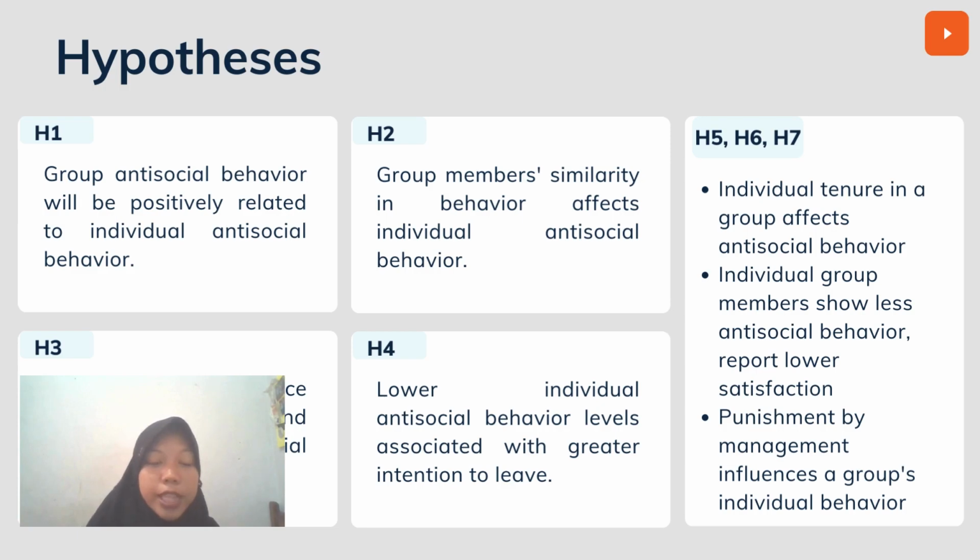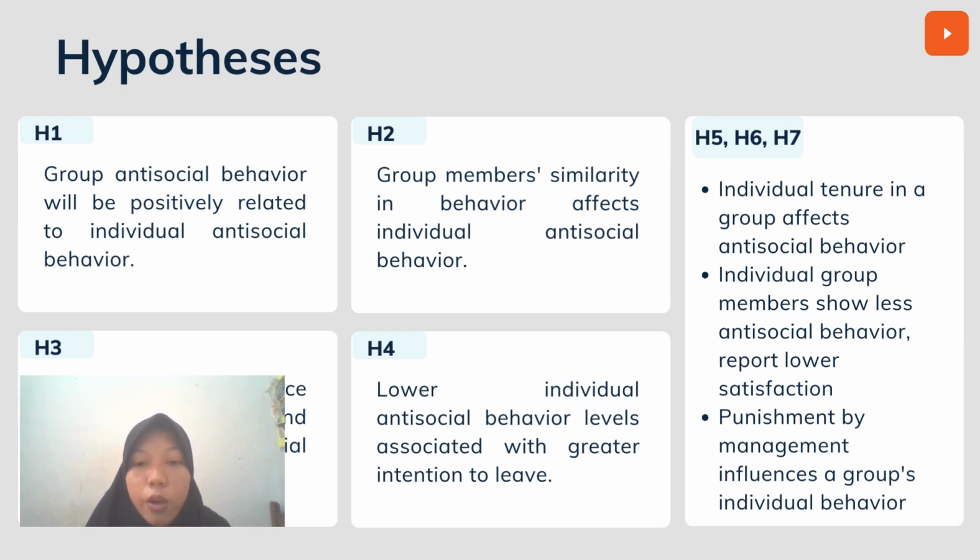Here are the hypotheses. It consists of seven hypotheses. First, group antisocial behavior will be positively related to individual antisocial behavior. Second, group members' similarity in behavior affects individual antisocial behavior. Third, task interdependence affects group and individual antisocial behavior.